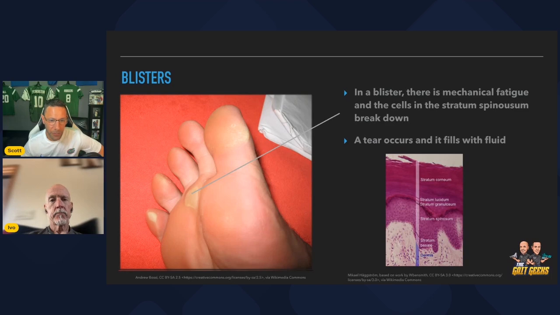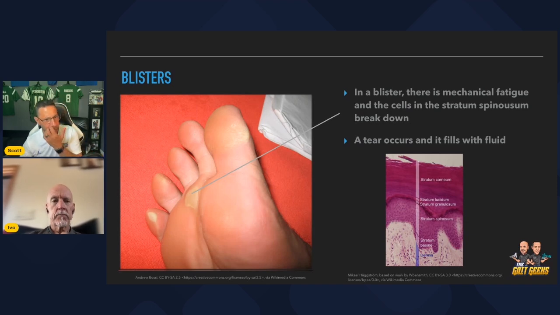And again, blisters and calluses can occur in a whole host of areas. There are common spots, as we're going to talk about, as to what alignment issues and what gait characteristics lead to blisters in certain areas. But just know that they can occur everywhere and anywhere.